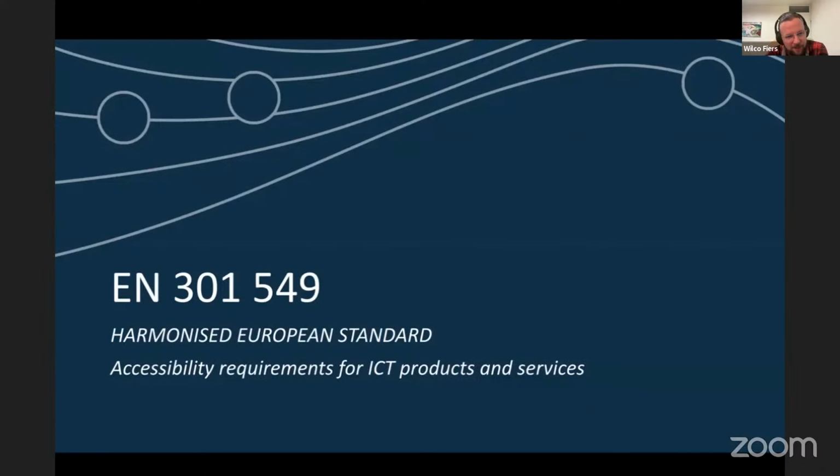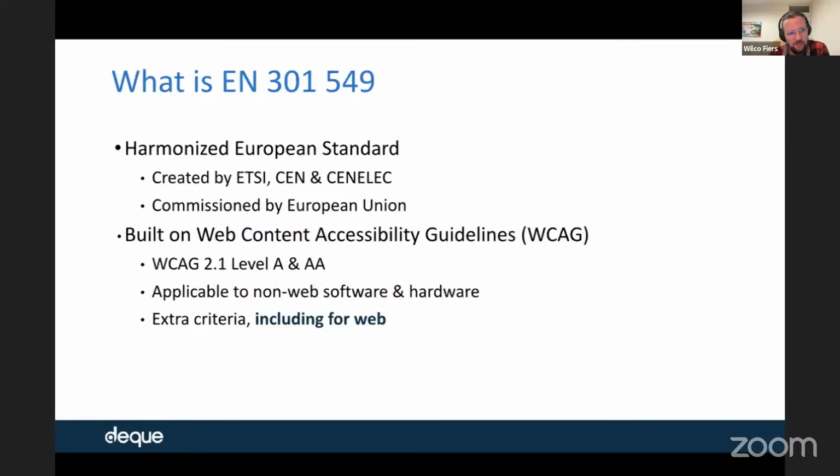On to my next topic, EN 301 549. So unlike the previous one, which was a directive, EN 301 549 is a standard. And the difference there is directives are used in laws, and then standards are kind of the rules that are set by the laws. So EN 301 549 really is the thing to look at when it comes to, okay, we've talked about what things need to be accessible. Now let's talk about what it means for those to be accessible.